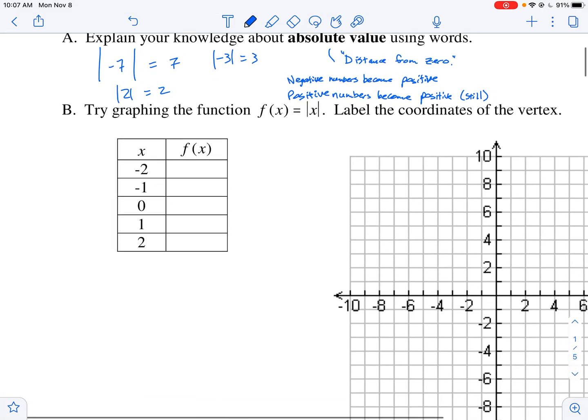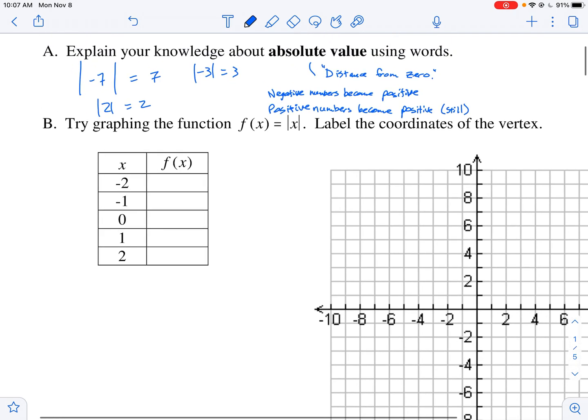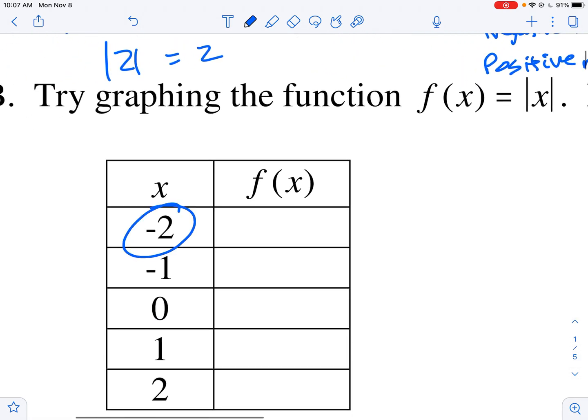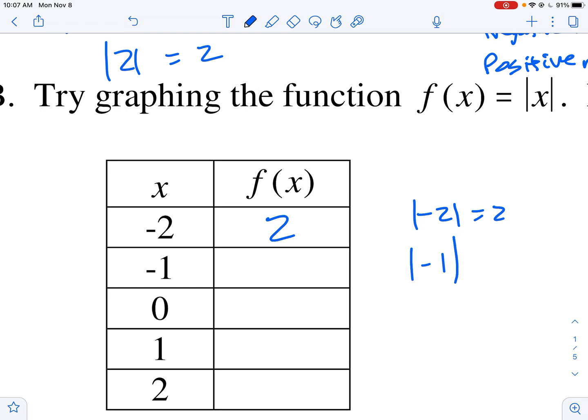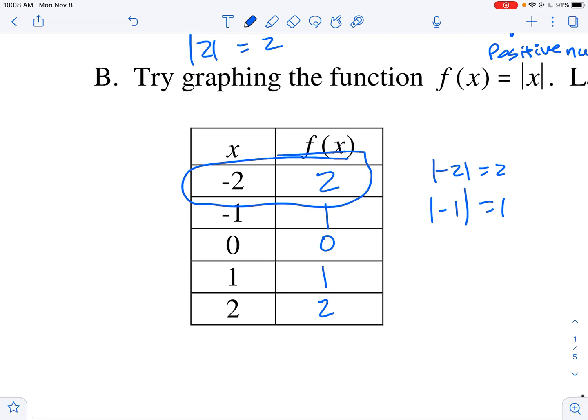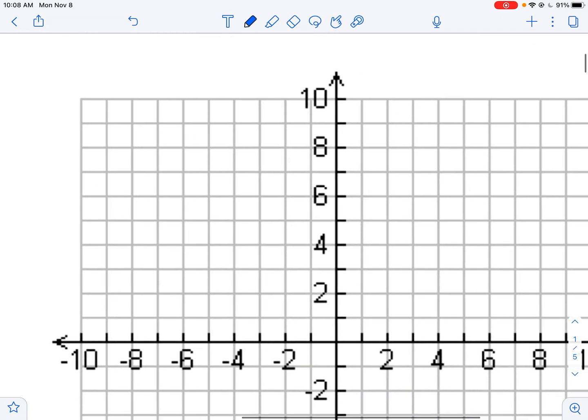If you wanted to graph the function f of x equals the absolute value of x, you're going to take your x values and put them in the absolute value. The absolute value of negative 2 is 2. The absolute value of negative 1 is 1. The absolute value of 0 is 0. The absolute value of 1 is 1, and of 2 is 2. Each row makes a point, and we're going to graph it.